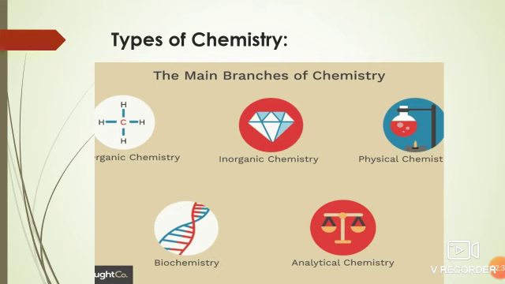Next is analytical chemistry. What is analytical chemistry? It is a study of instruments and their uses. There are various kinds of instruments in our labs, so how we can handle them and what the uses of those instruments are, all of that comes under this analytical branch.